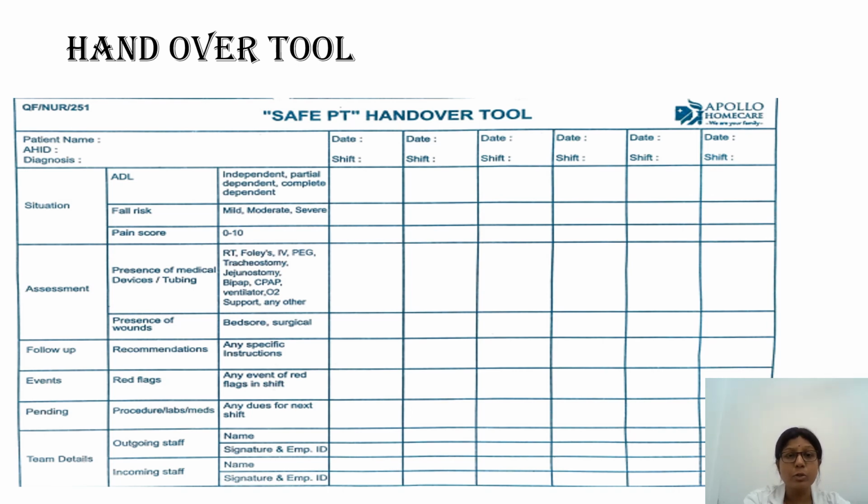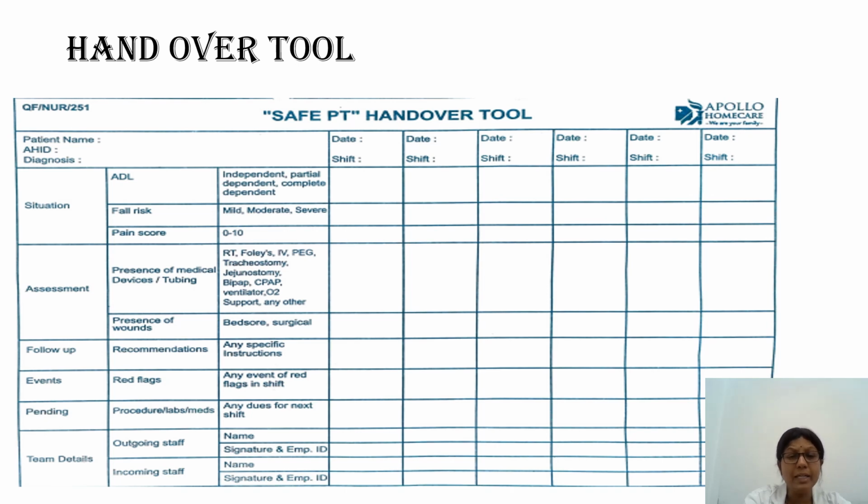And assessment: presence of any medical devices, tubings and connections. For example, the patient has a Ryle's tube, Foley's, IV cannula, PEG feeding, tracheostomy, jejunostomy, BiPAP, CPAP, ventilator, oxygen connection and support, or any other support. All this has to be assessed by the nurses, along with the presence of wounds. Every day they have to do the skin assessment, to see whether any bed sore has developed, or any surgical wound and what is its condition. All these things have to be assessed by our nurses.